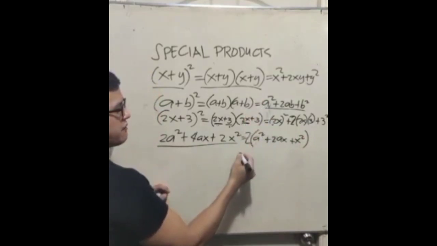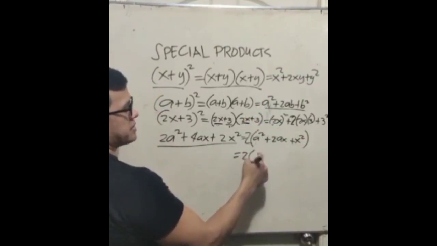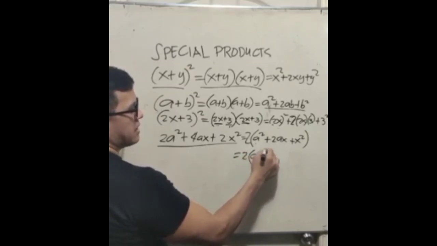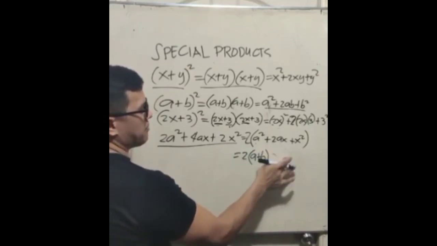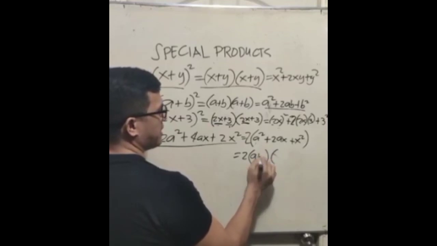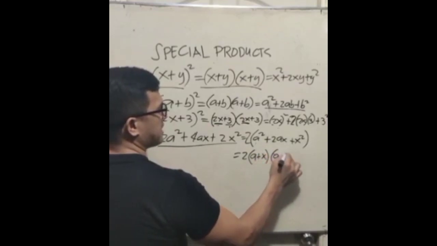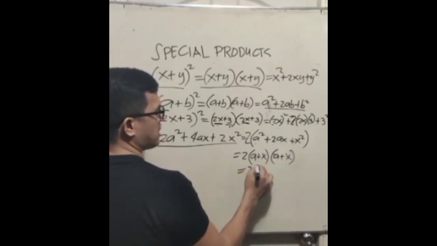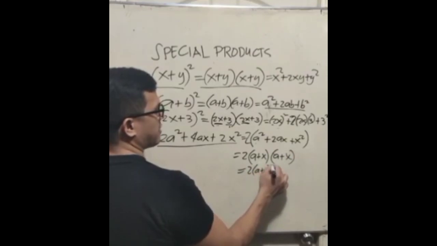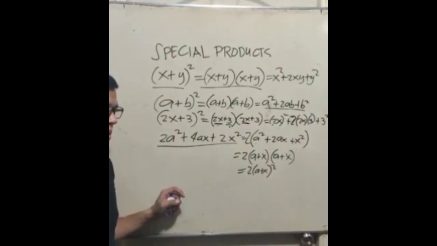So what are the factors? 2 times a plus b, and then squared. Or just say a plus b and a plus x, I'm sorry. A plus x and then a plus x. Or you can say 2 times a plus x squared because dalawa sila. You can say squared, okay?